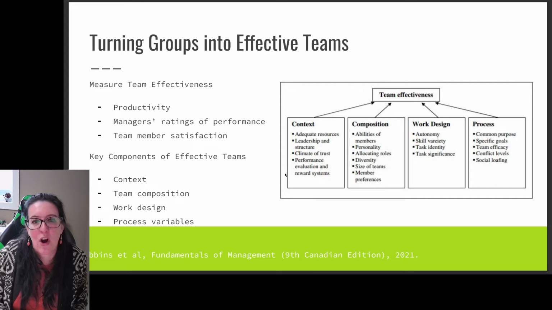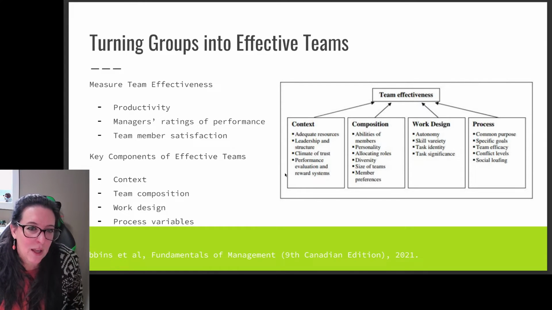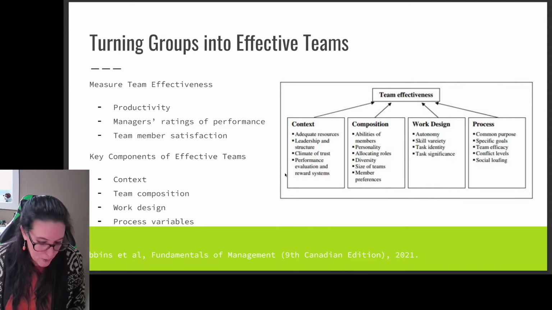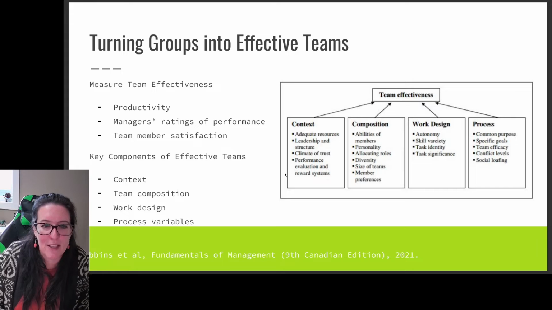So we'll start with context. So this is going to be the structure that allows for the team to be effective. Does the team have adequate resources? Do we have an organizational structure that created the team that helps them to be effective? Do we have a level of trust?